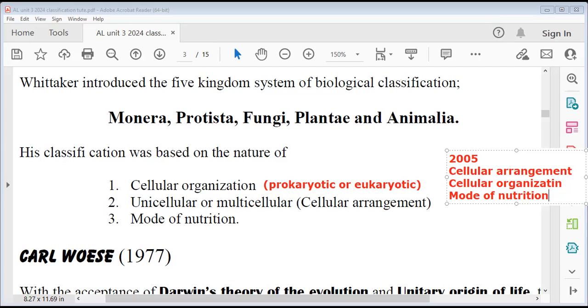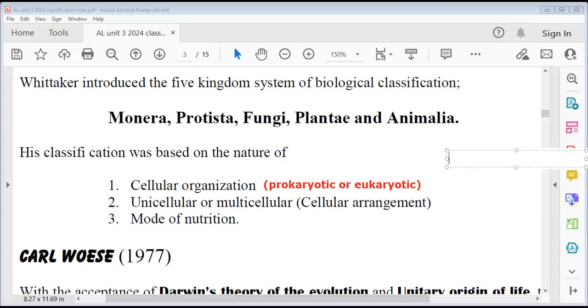The point I have given in the bracket is not in the book. Cellular arrangement, don't go and write that one. I have placed it because when you go through past papers and notice the words cellular arrangement, you should be able to identify this means unicellular and multicellular. I placed it in the brackets not for you to memorize and write in the exam. If you write that, you will not get marks. If you write unicellular or multicellular, you will get marks. Clear? Yes. Good.